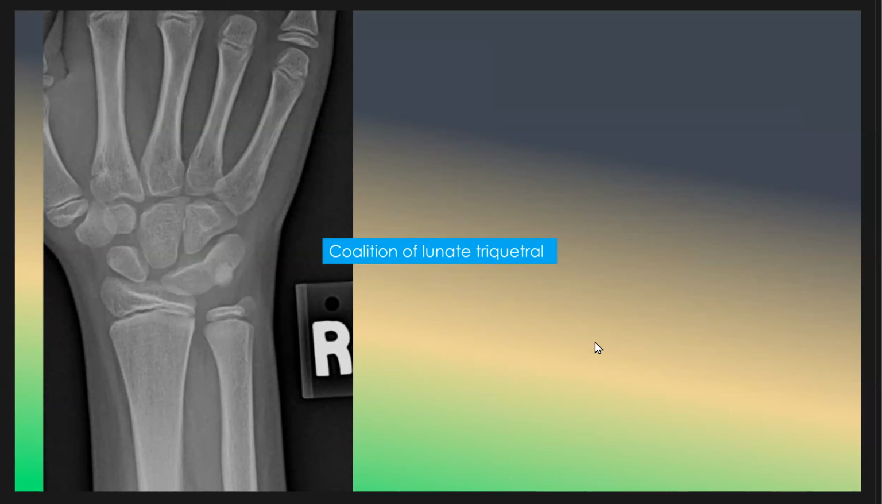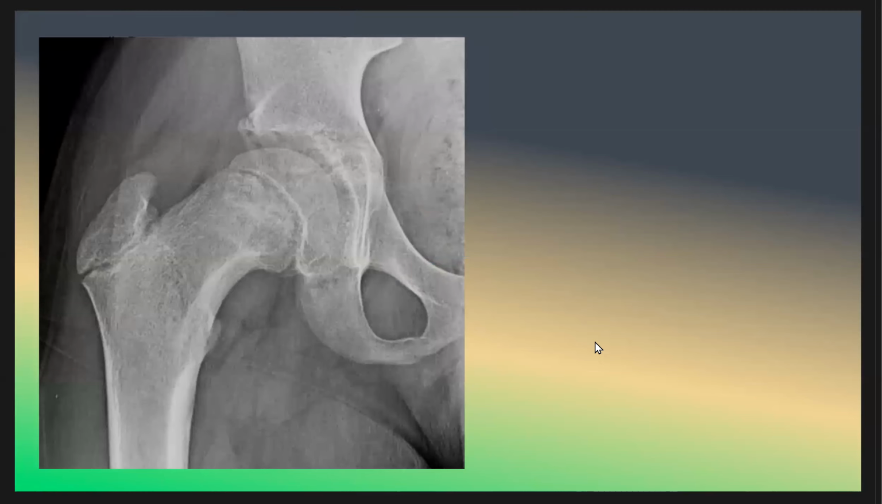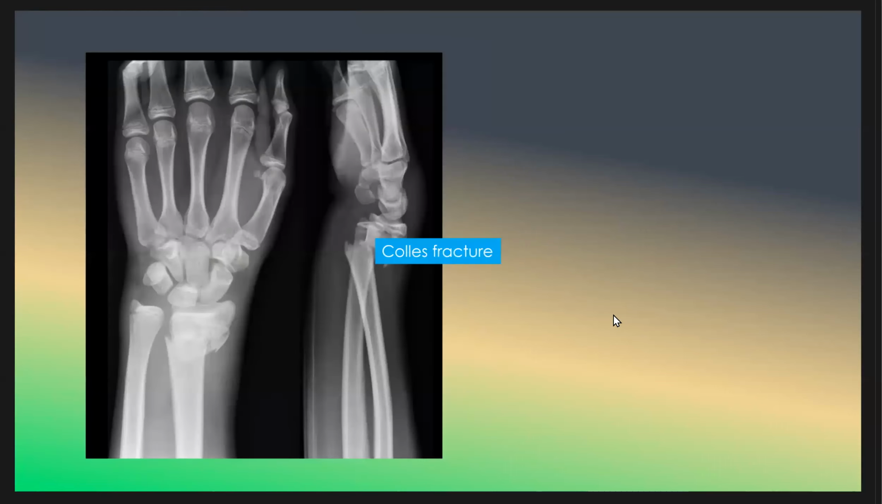What do you think the patient has? This is a new patient who has pain in the right hip. What do you think the patient has? We see here this is a classic case of slipped capital femoral epiphysis, slipped capital femoral epiphysis.